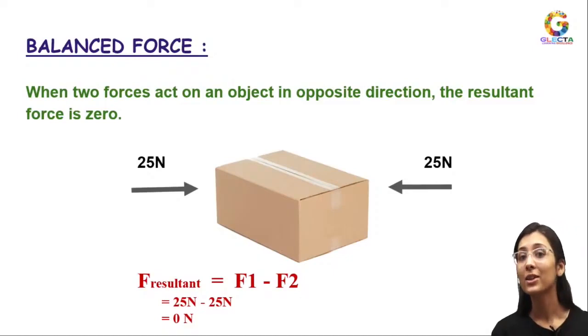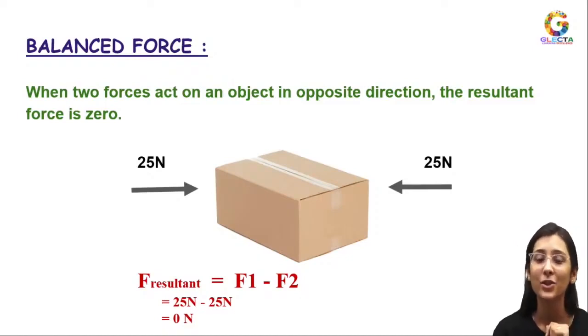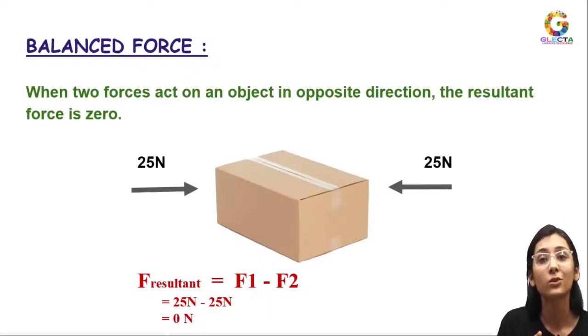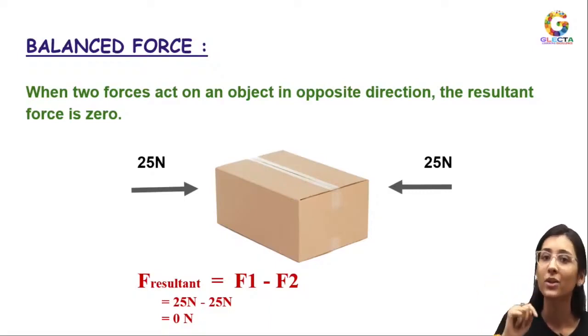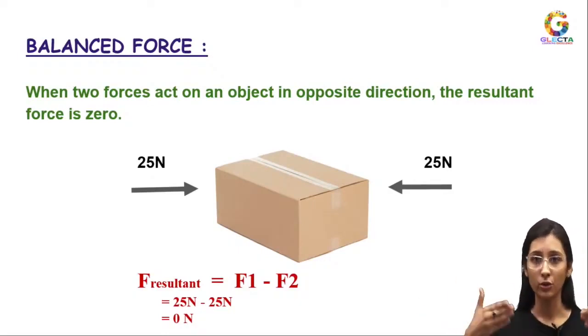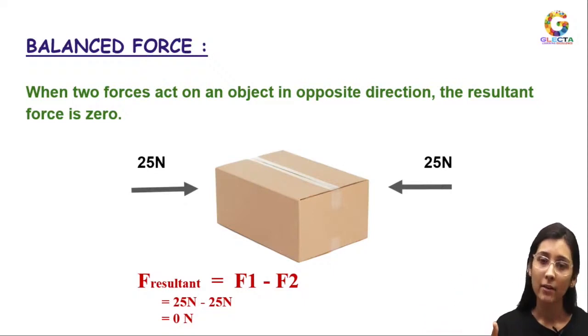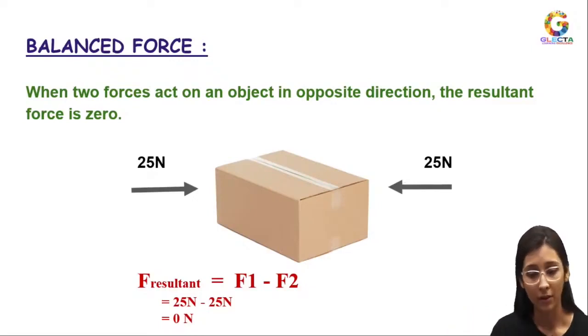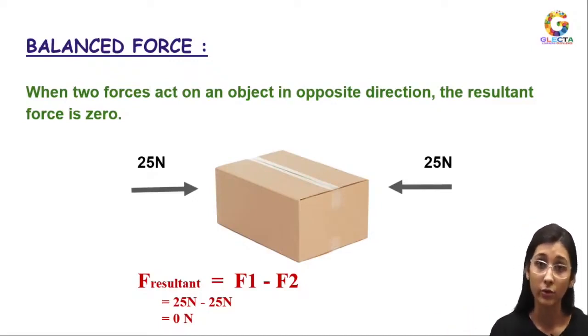Now you can relate with the first slide, where I said we'll experience Newton's law in two situations. The first was when the resultant force will not be 0 and when it will be 0. Here you can relate it. When two forces act on an object from an opposite direction, the resultant force is 0. Alright, the resultant force will be 0.